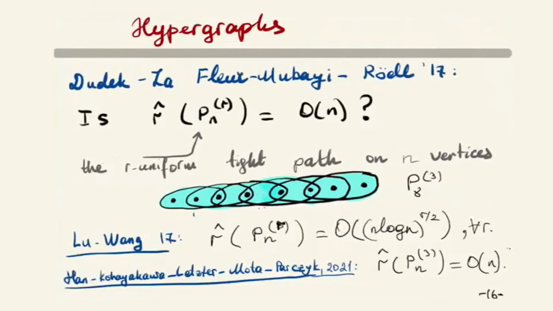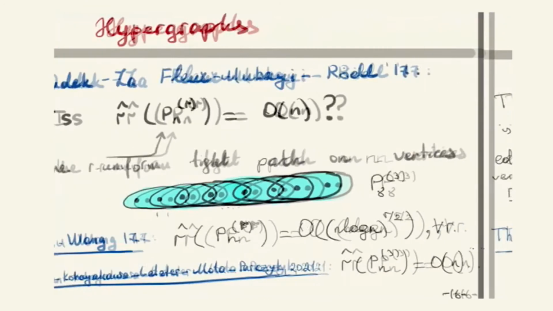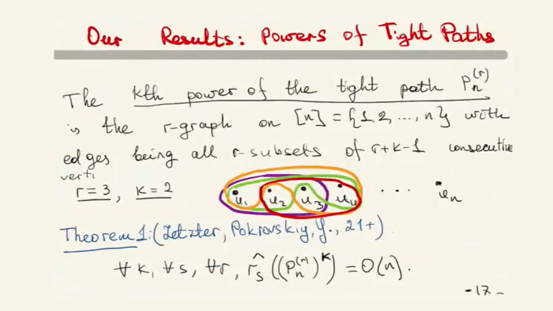You might wonder, how do you define the kth power? Because in the hypergraph setting, we couldn't actually find any general definition for the kth power of hypergraphs. If you have seen it somewhere, please let me know. But for tight paths, this was already mentioned in the paper by Kohayakawa et al. So what's the kth power of the tight path?